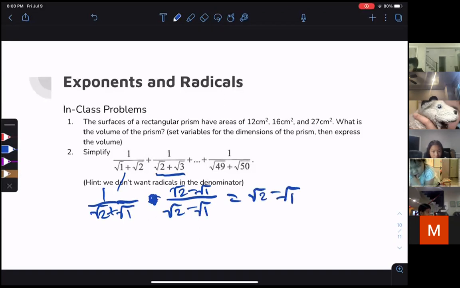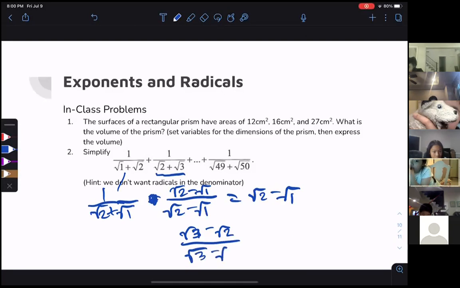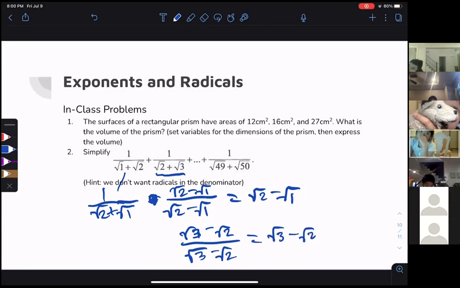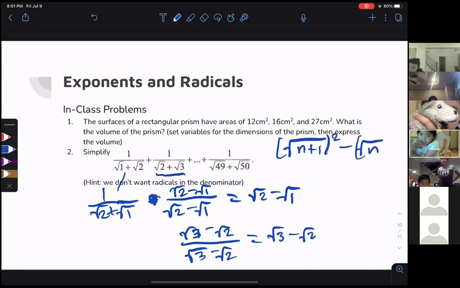Same thing for this. You multiply it by root 3 minus root 2 on the top and bottom. You can leave if you don't have any more questions. Anyway, you multiply by this, and then you get root 3 minus root 2, because the numbers in the square roots are all 1 apart. So the general form is root n plus 1 squared minus root n squared is the denominator after rationalizing it. And then the numerator would be root n plus 1 minus root n, from n equal to 1 up to n equal 49.